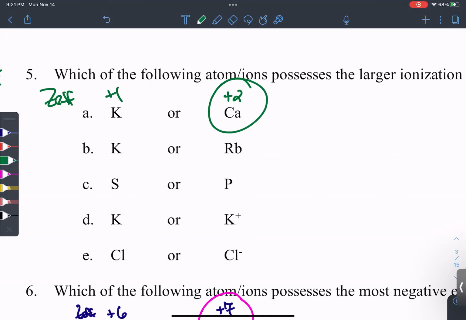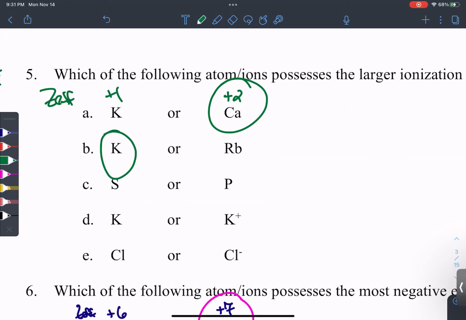All right. Okay. What about potassium, rubidium? These both have +1 Z effectives for their valence electrons, but how do they differ? N value. So we're just going to look at the lower N value here. So the answer is potassium because that electron is just closer to the nucleus. All right. Sulfur and phosphorus. They're in the same N value.